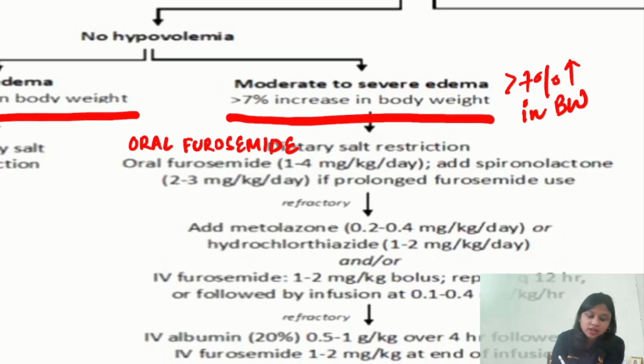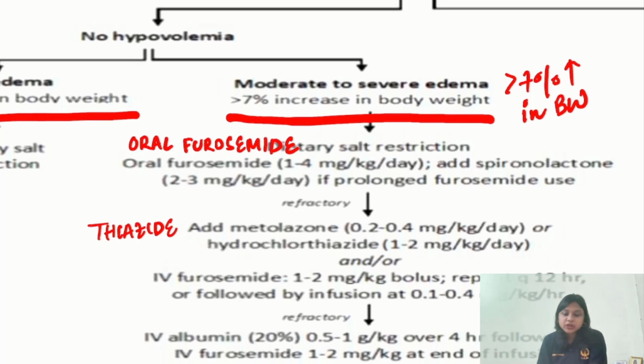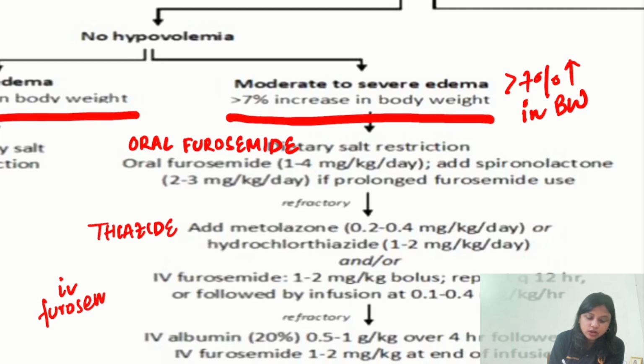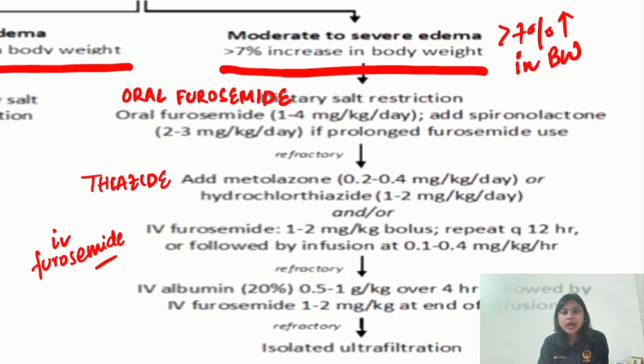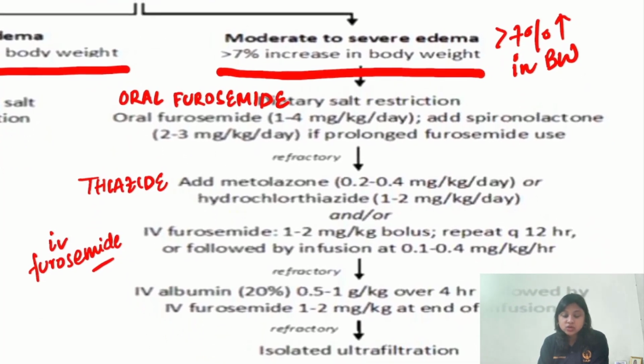Next you're going to add a thiazide. Add metolazone or hydrochlorothiazide. What thiazides can you prefer in case of nephrotic syndrome? The answer will be metolazone and hydrochlorothiazide. You can also consider IV furosemide now. Previously it was oral Lasix. Now you can give IV furosemide, or you can give an infusion of furosemide as well. IV furosemide 1 to 2 milligram per kg. You can give a bolus, and you can go for IV infusion of furosemide. If that also doesn't seem okay, the next option is IV albumin.